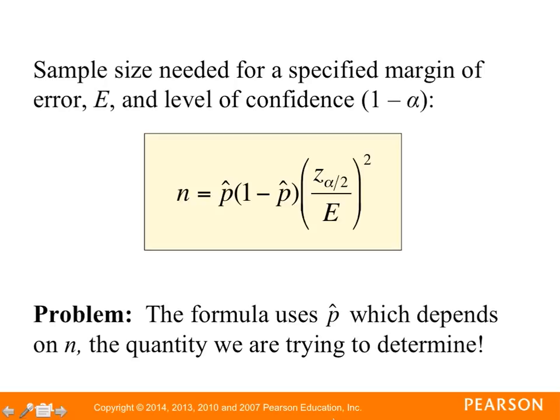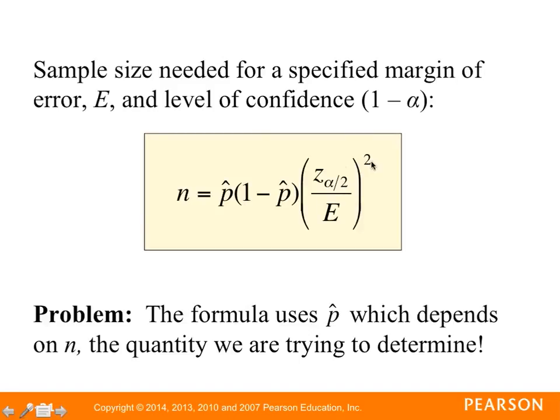So sample size needed for a specified margin of error, which is called E, and a level of confidence 1 minus alpha, is given by this formula here. So N, that's going to be your sample size, is equal to p hat times 1 minus p hat multiplied by z alpha over 2 over E, which is your margin of error. So it's your critical value divided by your margin of error squared. Just this little fraction is squared.